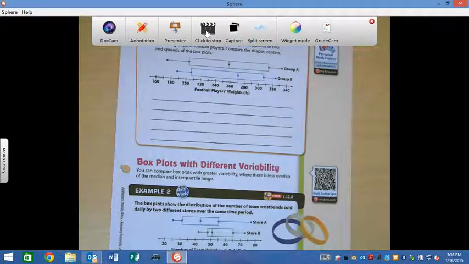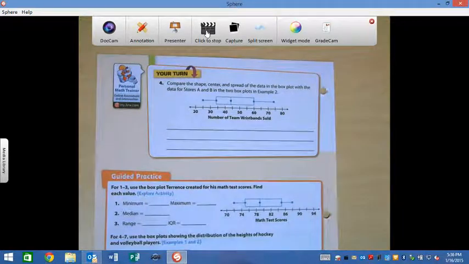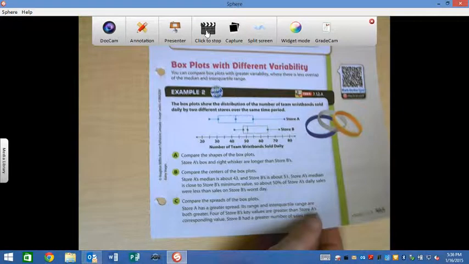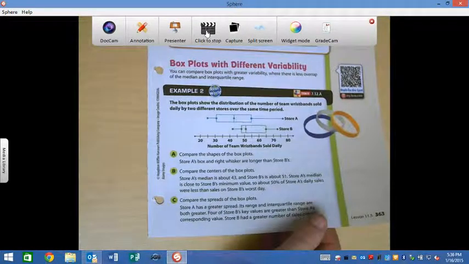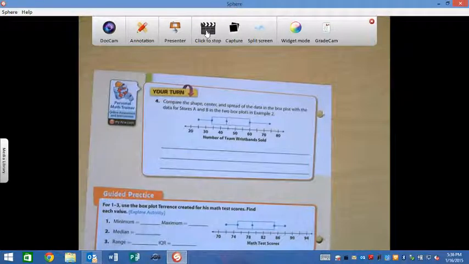Now, I know the video cut out last time at the Your Turn number 4, so I didn't get a chance to go over it with you. It says compare the shape, center, and spread of the data in the box plot with the data for stores A and B in the 2 box plots in example 2. So when we work through example 2 right here on the previous page, they just want you to compare those 2 that we did together with this separate one right here.